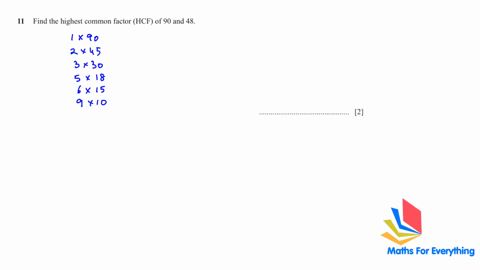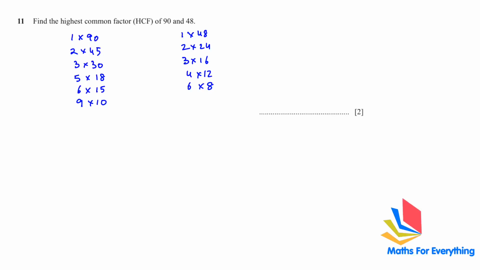And then we are going to write the factors of 48. 1 times 48 will give us 48. 2 times 24 will give us 24. 3 times 16. 4 times 12. And 6 times 8.